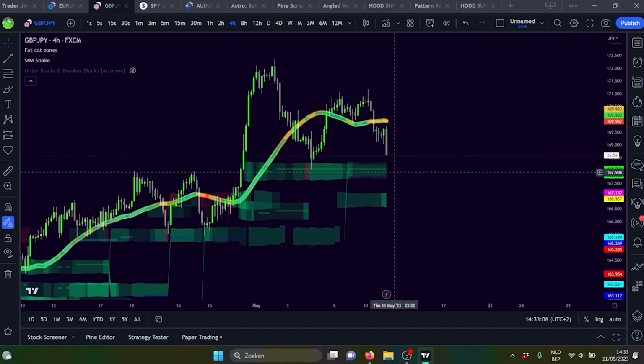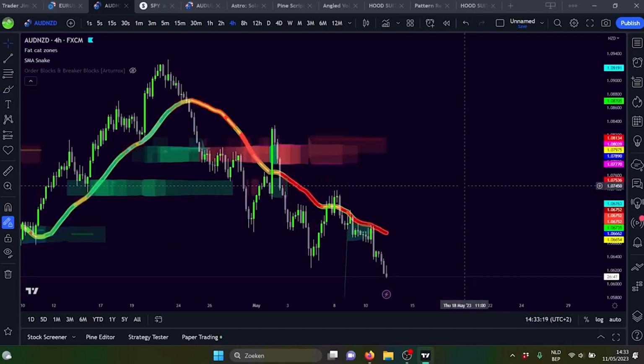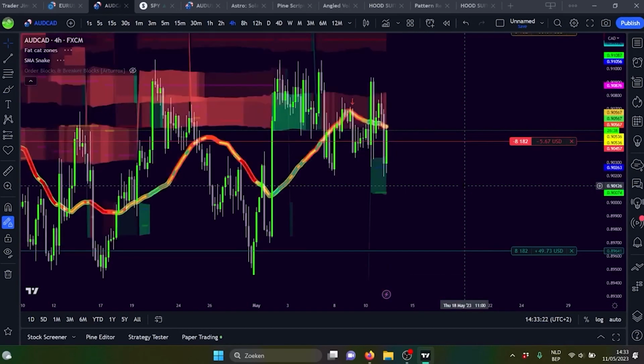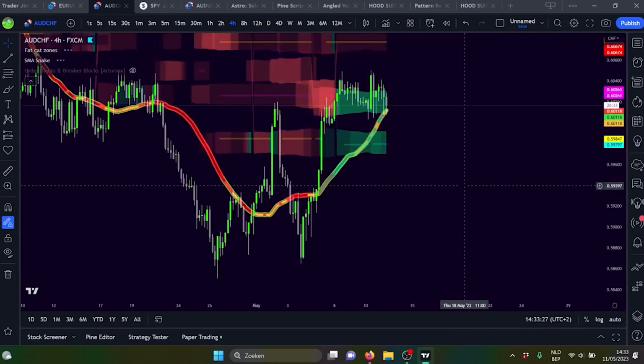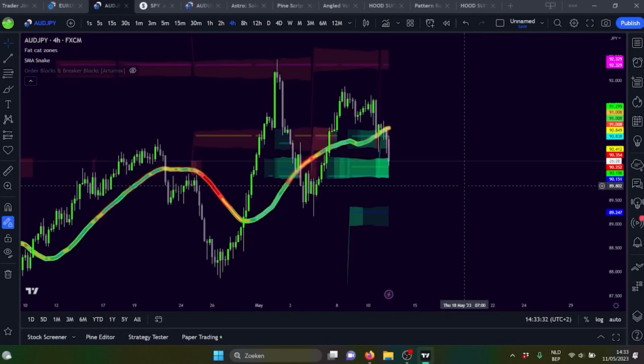GBP JPY, we want to see the price retrace to this zone or this zone, and then get a confirmation of a bullish move, then we can enter. AUD in a good position. Let's see if price can go to this zone and then move back up.